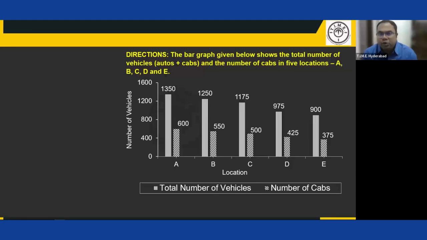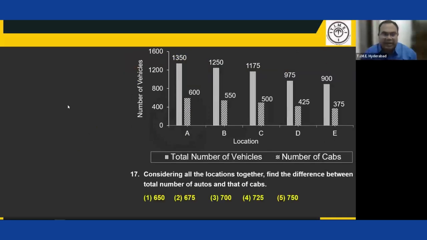The bar graph given below shows the total number of vehicles, autos plus cabs, and the number of cabs in 5 locations. So obviously the first bar represents the total of auto plus cab. The second one represents cabs. So how to get the auto value? 1350 is my total auto and cab. Cab is 600. If I subtract, 750 is my auto. Like that, if you subtract, you'll get autos. Let's start. Question number 17. Time starts now.